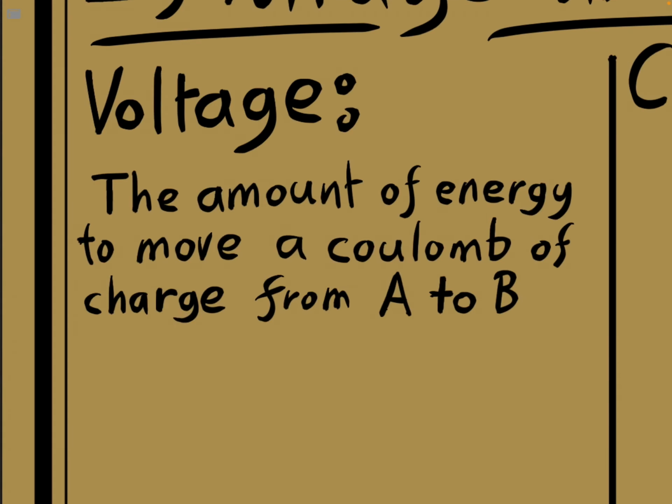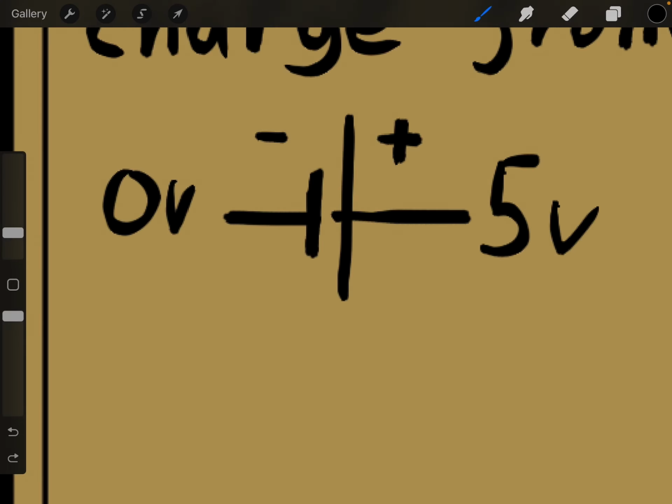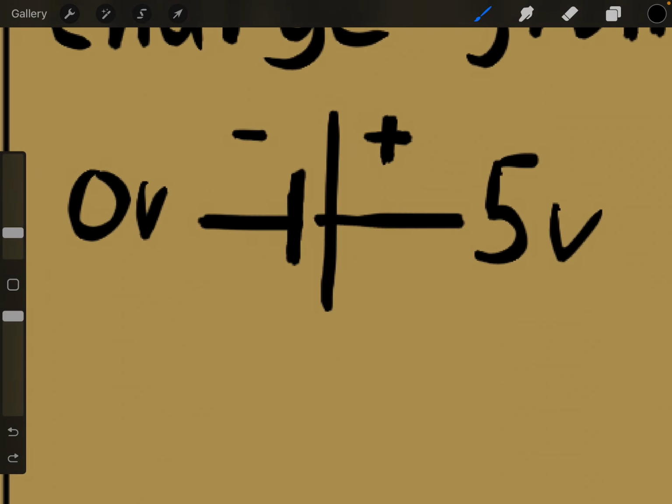So voltage is the amount of energy it takes to move a coulomb of charge from point A to point B. So it is a loss or a gain of potential energy. So what do I mean by that? Well, imagine this scenario here where we've got a 5-volt battery. There are chemicals inside the battery that are trying to separate the charges. And for every 1 coulomb of charge that separates, it takes 5 joules of energy to do so.